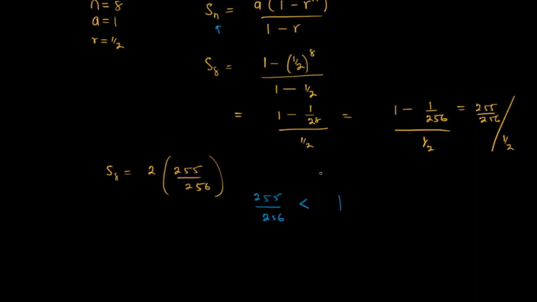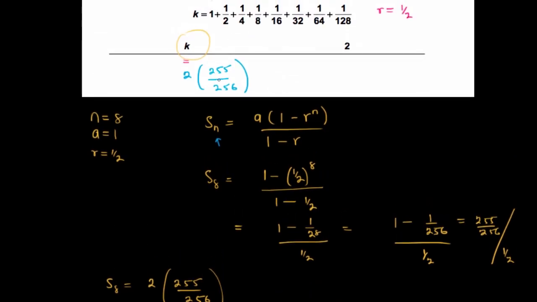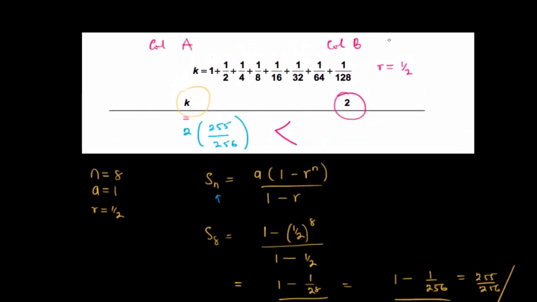So that tells you that when you multiply both the left and the right hand side by 2, so 2 times 255 divided by 256 is going to be less than 2. So we recall that this number here is K, while this is 2. So we have shown that K is less than 2. So that implies that 2 is the greater of the two. So our answer is going to be B, since B is greater than A. And that completes the problem.